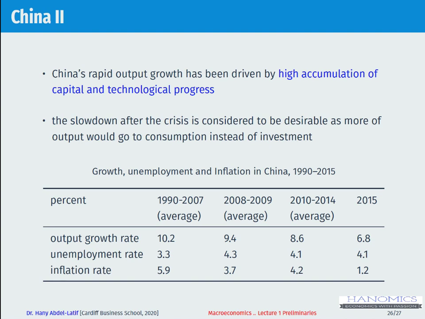Looking at the unemployment rate in China, sounds okay. So we look at 3.3% before the crisis. During the crisis, 4.3%. Inflation is very low in 2015.